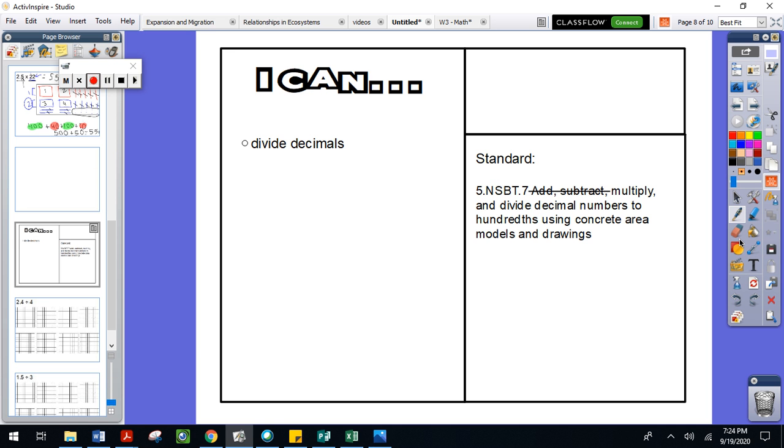In this video, we're going to focus on dividing decimals. Our goal is 5.NBT.7: multiply and divide decimals to hundredths using concrete area models and drawings.